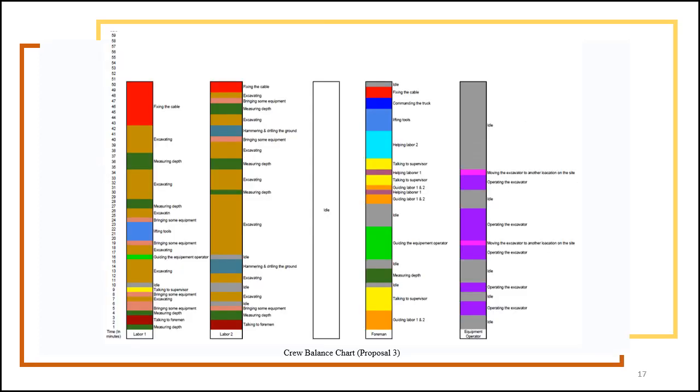And here is the crew balance chart for our last proposal, in which we eliminated laborer number 3. We still have laborers number 1 and 2 and foreman and equipment operator on site. And as you can see, and as it was mentioned before, for the first 2 times that the excavator is going to excavate the trench, we have idle times or activities assigned to laborers, such as bringing some equipment to the trench, which don't necessarily need the workers to be inside the trench.